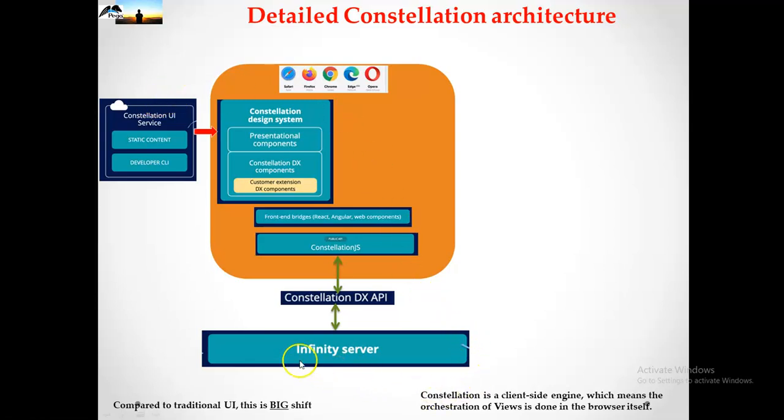If you look at this entire structure, it starts from the Constellation design, which takes support from this Constellation server, and which is built on React, Angular, and other web components. It interacts with Constellation JS, which is a public API. That public API interacts with the Constellation DX API, and the call is made to the Infinity server. This is all given by Pega. Now, why Pega insists on using only their components is that if you use it this way, the work is minimal. You will be using the same text box and the same radio button, and the look and feel, everything, will be given by Pega.